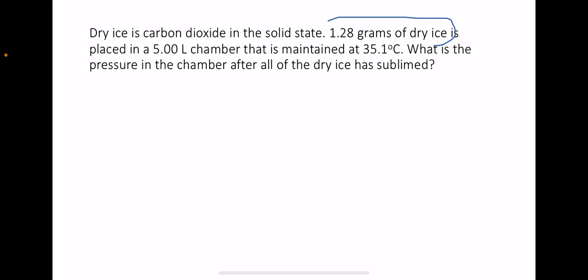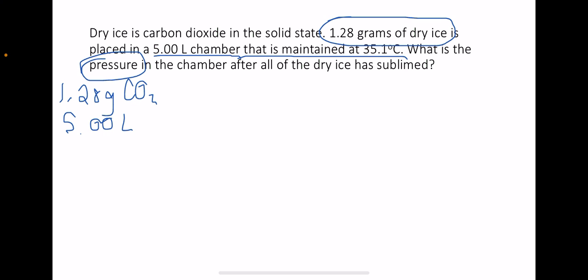We have 1.28 grams of dry ice, and we're putting it in a 5.00 liter chamber that is maintained at 35.1 degrees Celsius. What is the pressure? So a couple of things to note. First off, we have 1.28 grams of CO2. We have 5.00 liters given to us. We have 35.1 degrees Celsius given to us. And we want to know pressure.